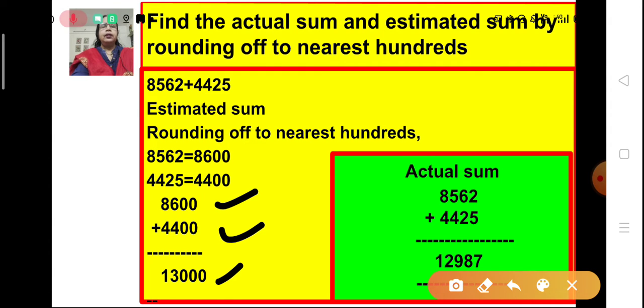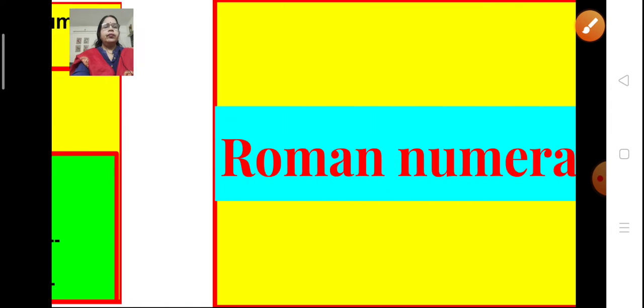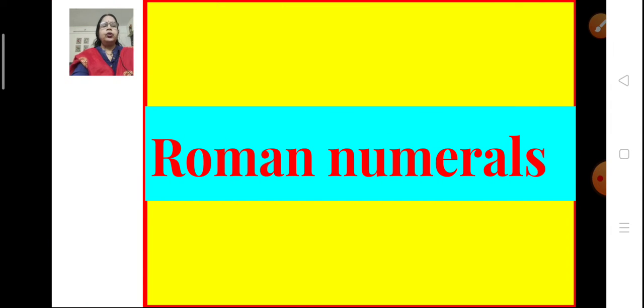Now let's see what is the actual sum. When actually we add the given numbers as they are, 8,562 plus 4,425, what is the sum that we are getting? That is 12,987. So don't you think, children, the estimated sum and the actual sum are very close, isn't it? There is not much difference between them. They are very close.